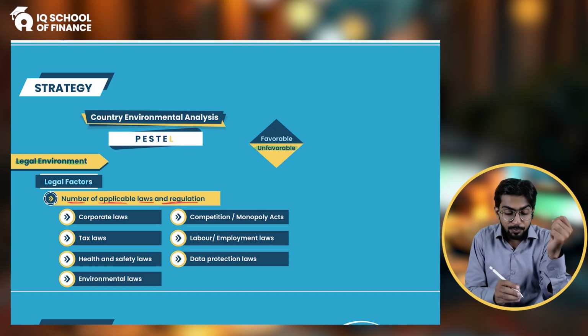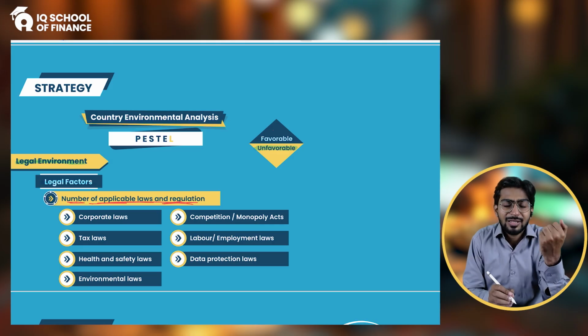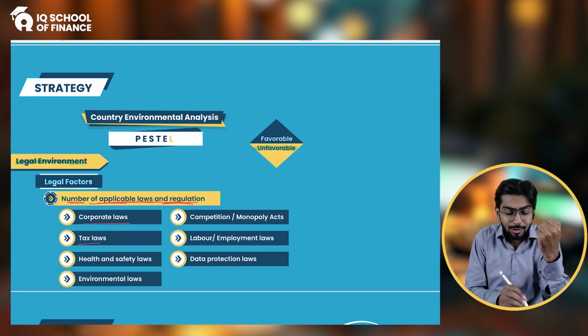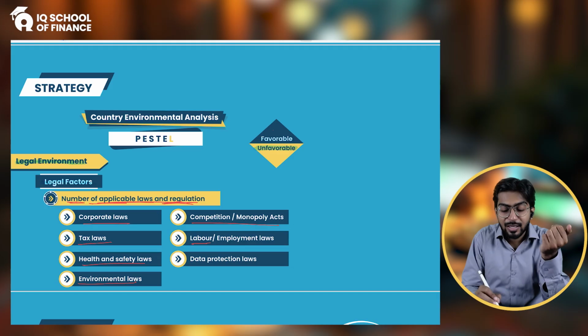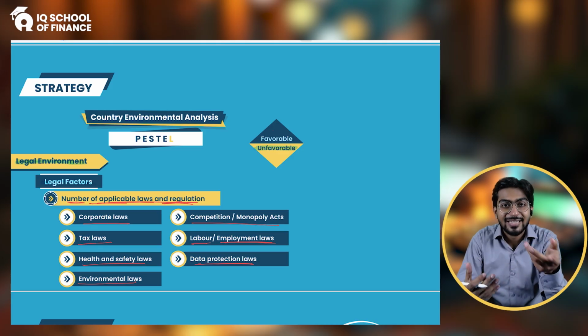So if you are imposing too many laws and regulations on them, again it becomes an unfavorable thing for the business, like corporate law, tax law, health and safety law, environmental law, competition or monopoly act, labor and unemployment laws, data protection laws. Don't worry, we are not supposed to study all of them. These are just examples or names for your understanding, that these kinds of laws are applicable to many companies in many countries, and you have to identify how many laws and regulations are applicable to the company, right?